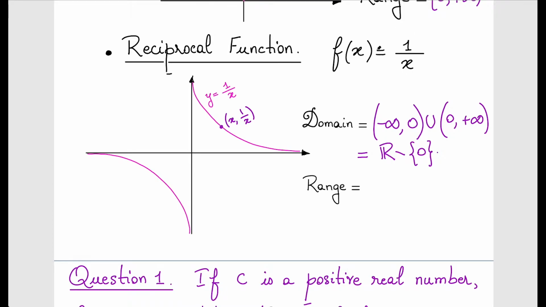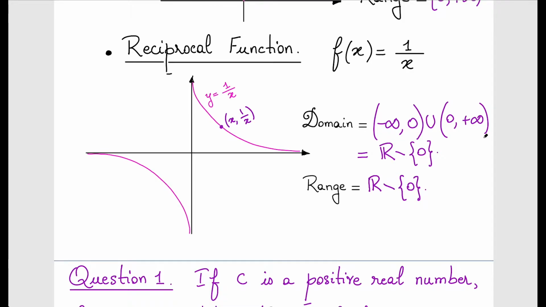And this can also be algebraically discovered. The quotient 1 over x can never be 0, because the only time a quotient is 0 is when the numerator is 0, and the numerator here is a pure constant. It cannot be 0. Okay. So all in all, the range is exactly like the domain. It's all real numbers except 0.